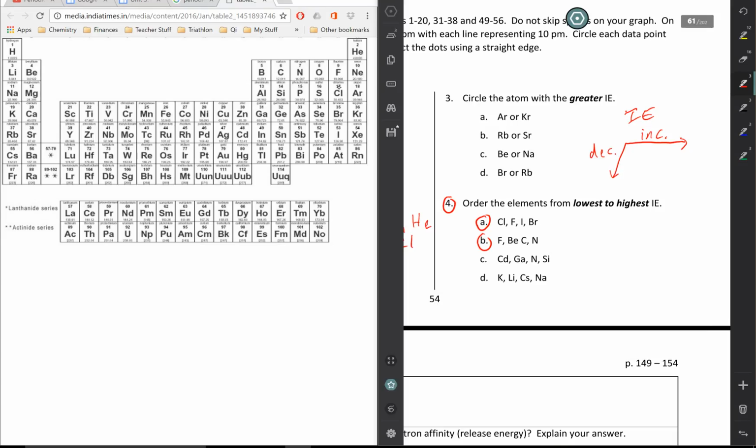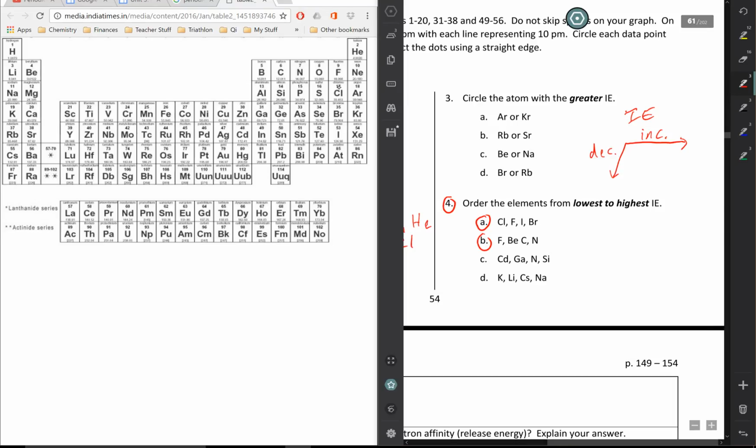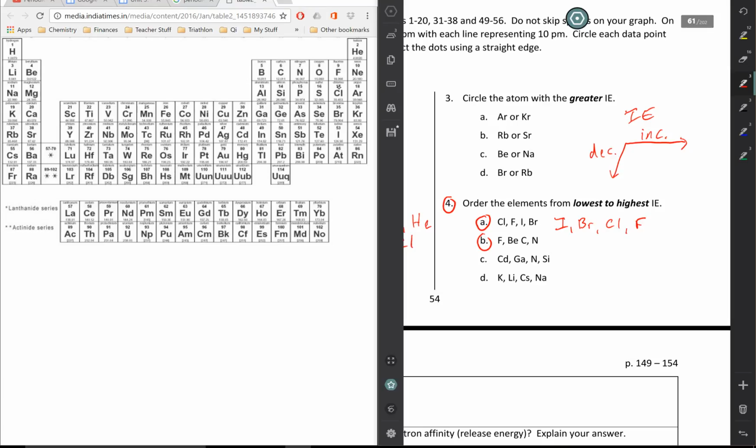The lowest ionization energy is going to be the one that is lowest on the table. So that is going to be iodine in this case. As I work my way up the table, I'd get to bromine. Then I've got chlorine. And finally fluorine. So the lowest one, again, is the one that is at the bottom of that group, as ionization energy decreases as you go down, and the highest one is going to be at the top of that group, in this case fluorine.